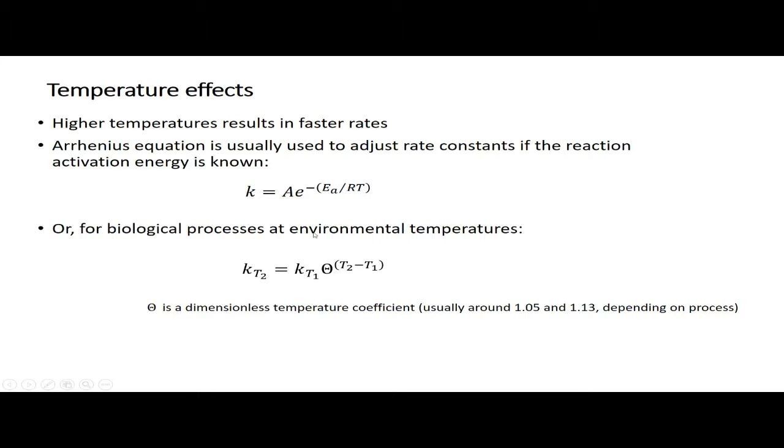For biological processes at environmental temperatures, you'll often use this more empirical expression that's based on Arrhenius, but it's just been simplified, and it uses this capital theta term, which is usually just a little bit bigger than 1, depending on what kind of process you're using. And so if you know the reaction rate at one temperature, you can easily get the reaction rate at another temperature just by raising that value that's around 1 to the difference in the temperatures.